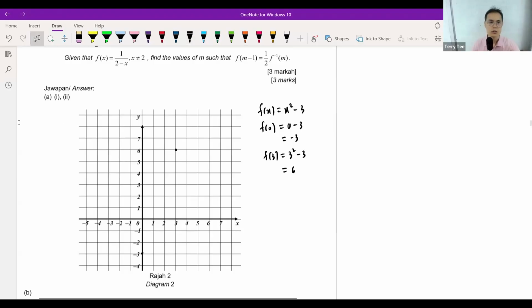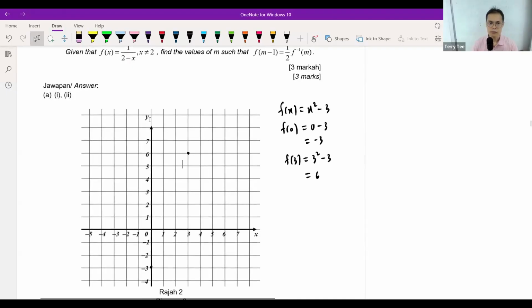So we're going to sketch this curve. It's a quadratic curve, so a bit hard to sketch. You draw upwards like this. Okay, a bit ugly. Okay, something like that.